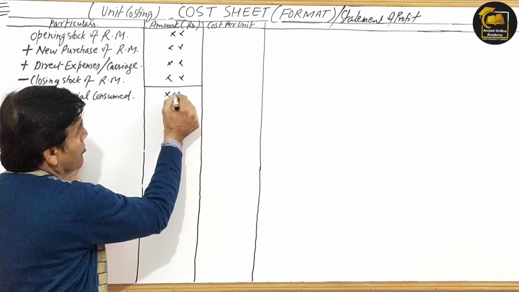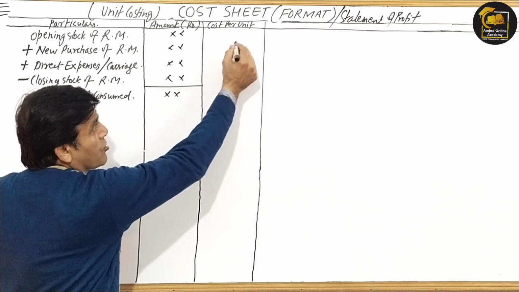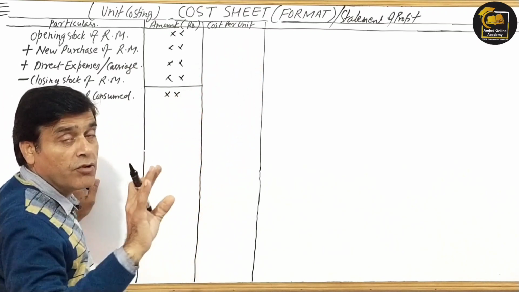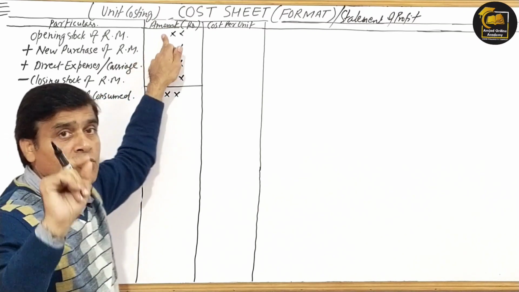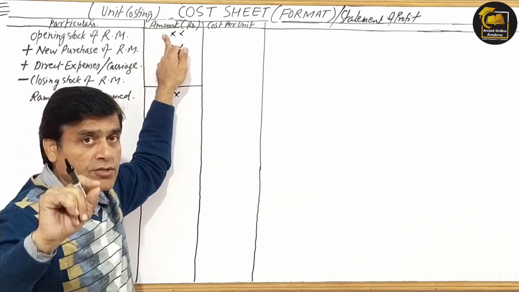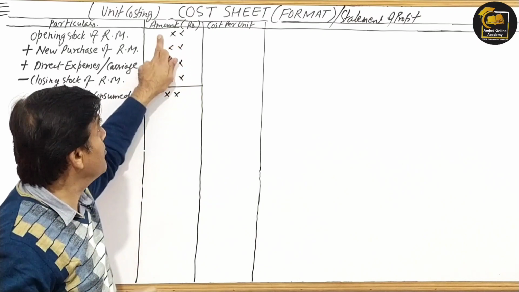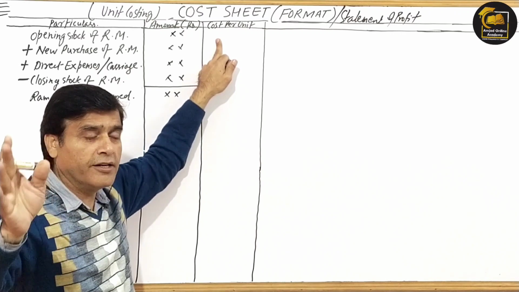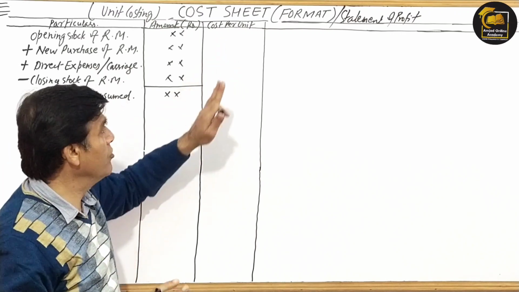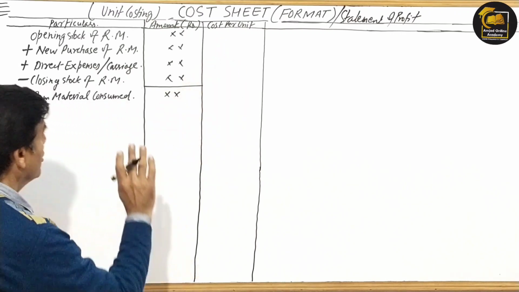As I have told you, this column will be used only when you are asked to calculate the cost per unit. For example, if you have written any amount here and units are mentioned in the question and you are asked to calculate the cost per unit, then this amount will be divided by the number of units given in the question. We will take the illustration on that. You will understand well, right?